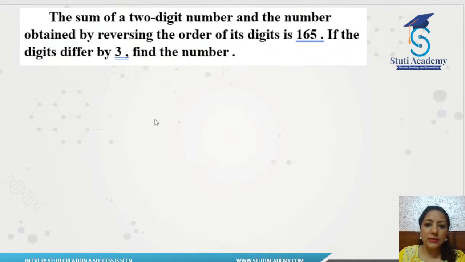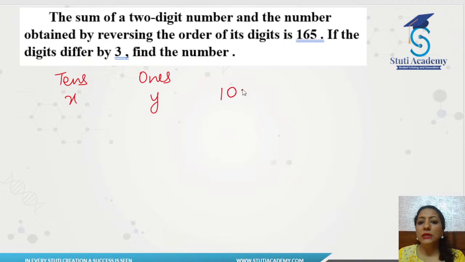Now let us discuss another question. This question I've taken from past year papers. The sum of a two-digit number and the number obtained by reversing the order of the digits is 165. If the digits differ by 3, find the number. Now we are talking about a two-digit number where let's take the tens place as x and the ones place as y. So the number would be 10x plus y.